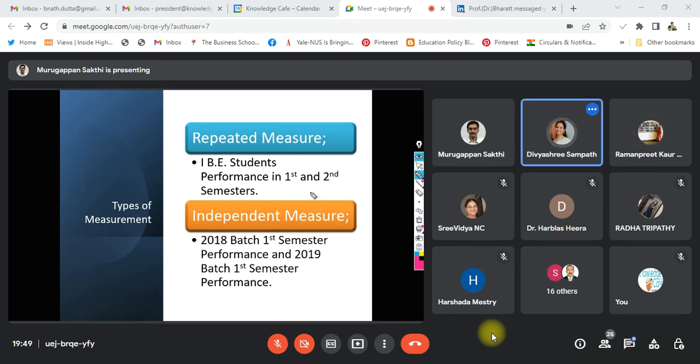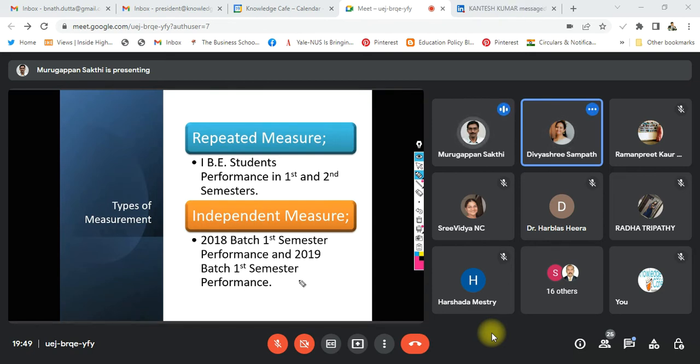Sir, I have a question. In case our study requires understanding the attitudes of people, or the preferences of customers towards a certain product, will the independent measure be a better type of measurement, or will the repeated measure work for us here?